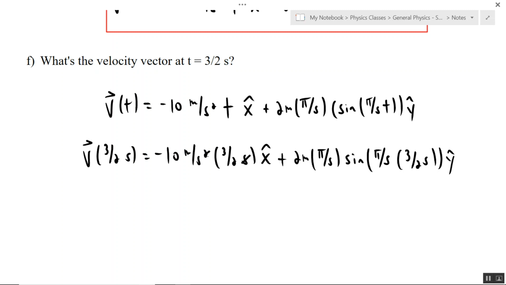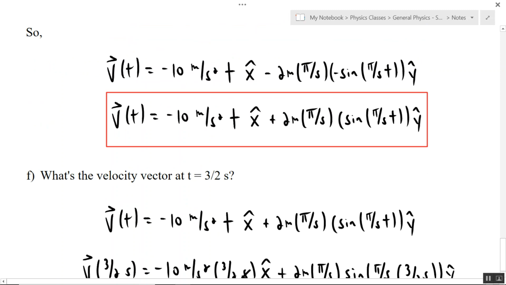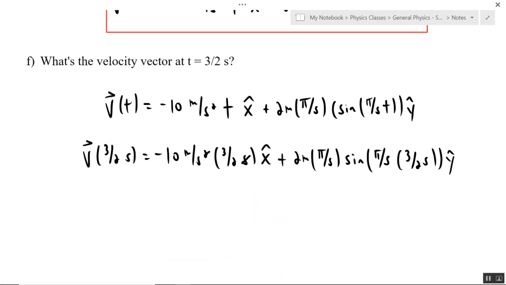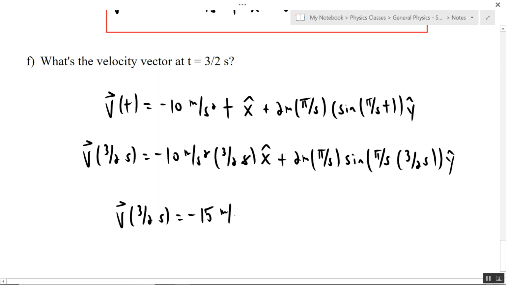Was it a negative sign? Yeah, because the original R was negative. Right? Sometimes I forget things, so sometimes I put an extra negative sign. If I do that, just let me know. So this is negative 15 meters per second x hat, right?